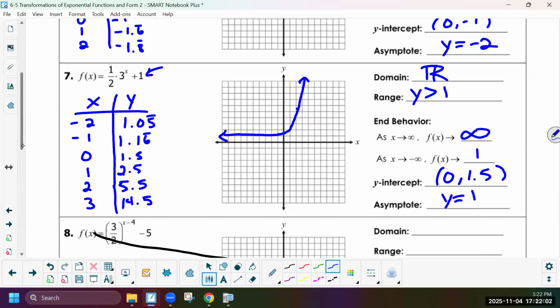You can use your graphing calculator to help you with that, but you definitely should know what your A, your H, and your K do to your functions.